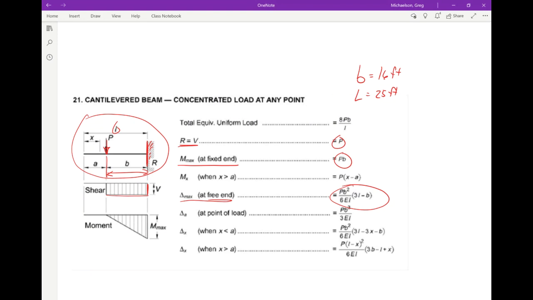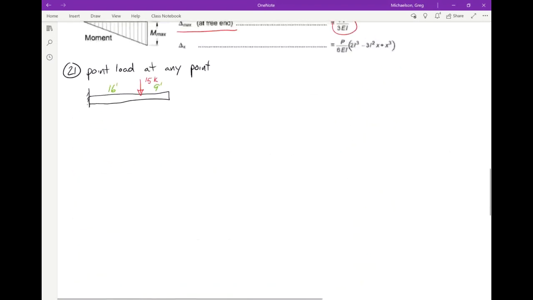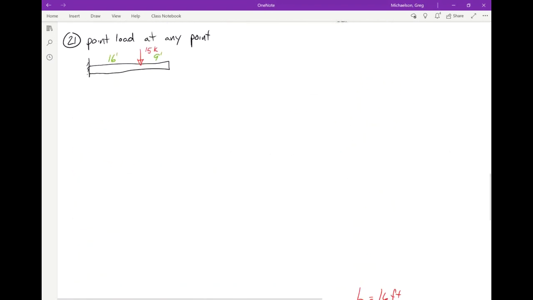I'm going to drag this up. Again, you should be able to find that in your manual. So we've got P is 15 kips. L is 25 feet. B is 16 feet. E is 29,000 ksi. And I is 3,200.